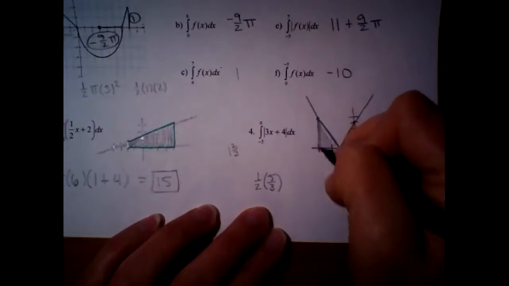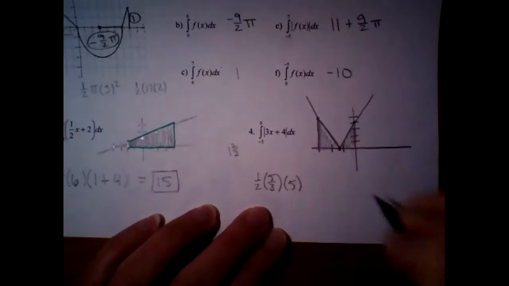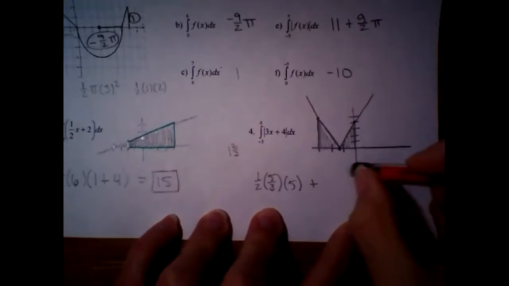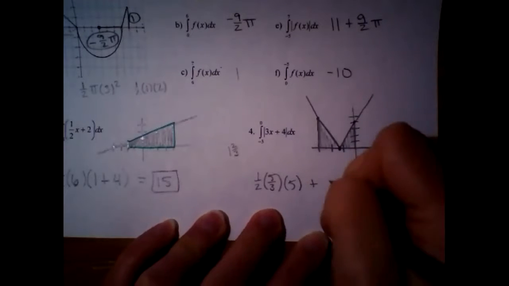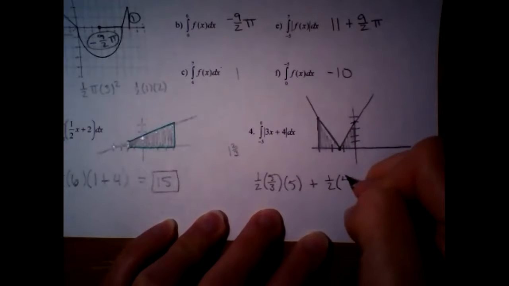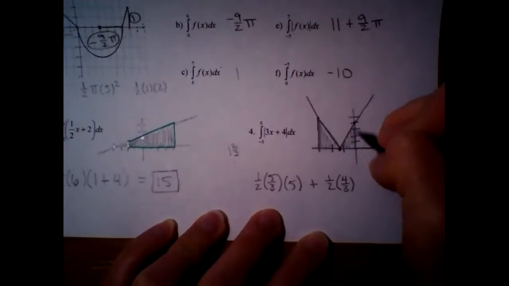And then times the height, which is 5. So 1/2 base times height. And then the other triangle, again, we're doing 1/2 base times height. So 1/2, the base here is 4/3. And then this height is 4.